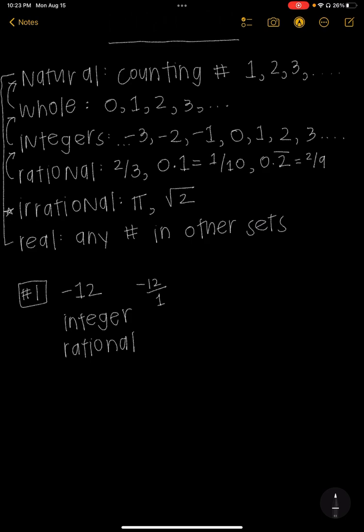So back to this example, we know it's an integer. We know negative 12 is an integer. We know negative 12 is rational because it's an integer, which also means that we know that it's real. So these are the 3 number sets that negative 12 belongs to.